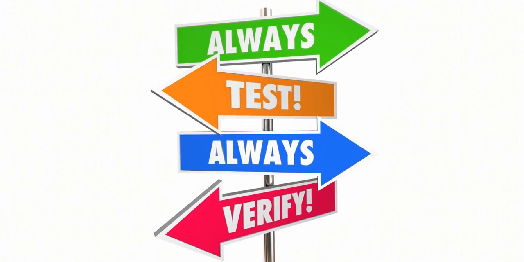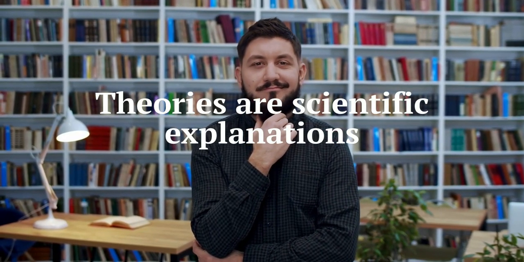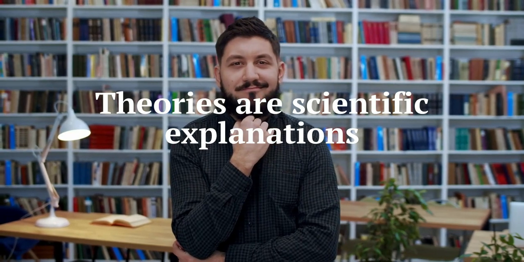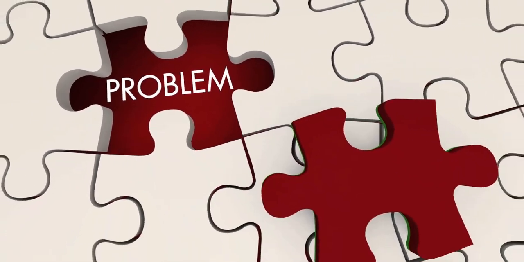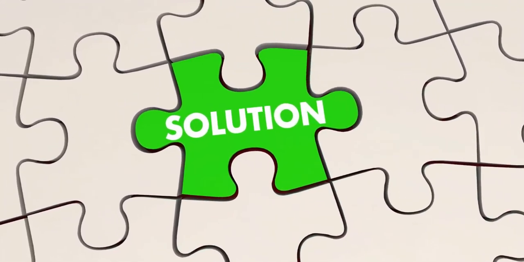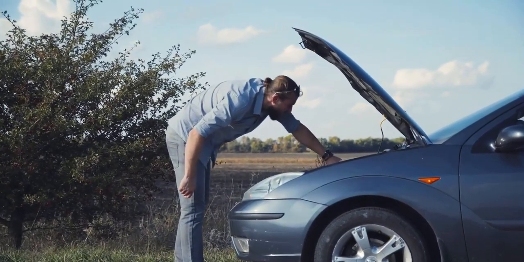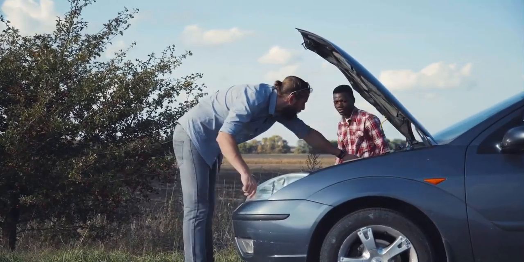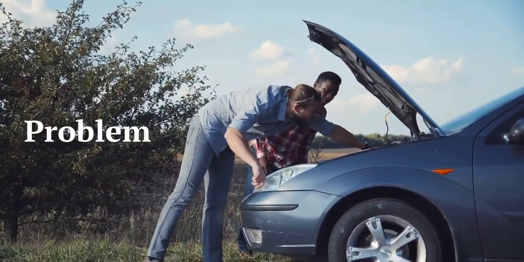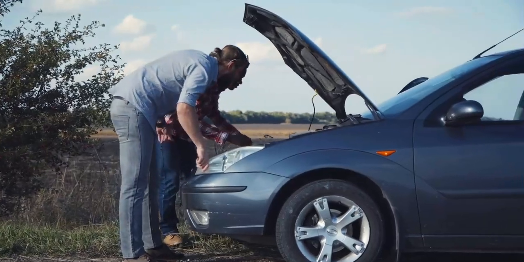Using the scientific method, scientists develop theories, which are scientific explanations that help us explain and understand the world around us. Let's first explore a common way that people solve problems using a few common scientific key terms. On your way to work one morning, your car fails to start. You immediately ask yourself, why isn't my car starting? You pop the hood and do some research.